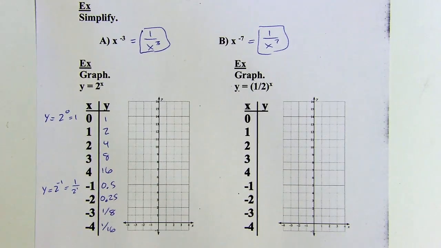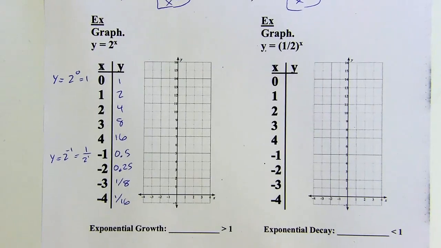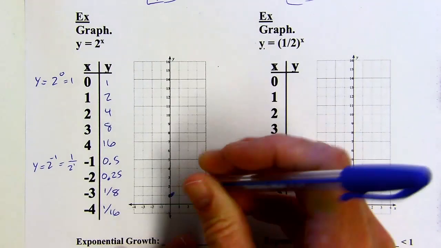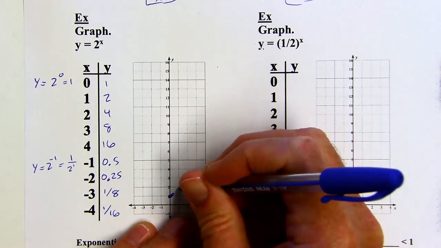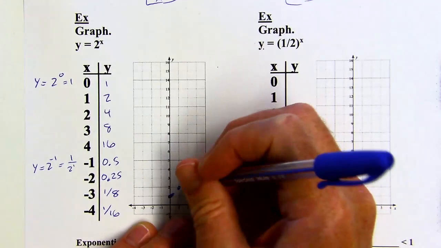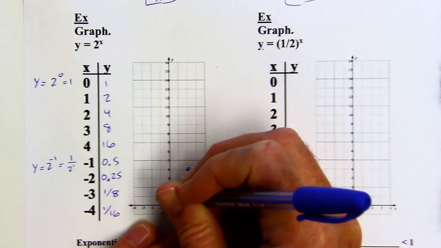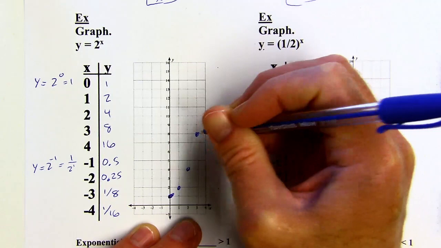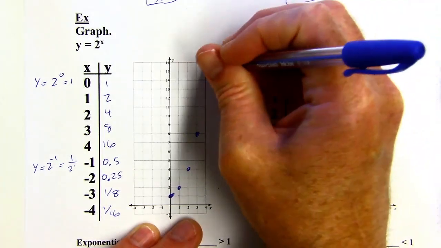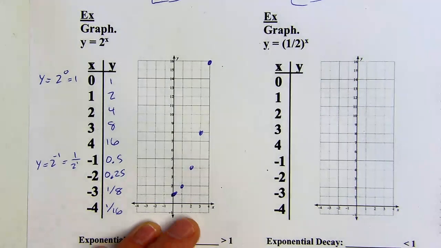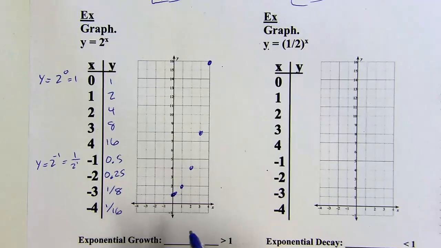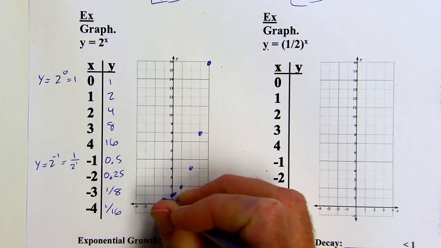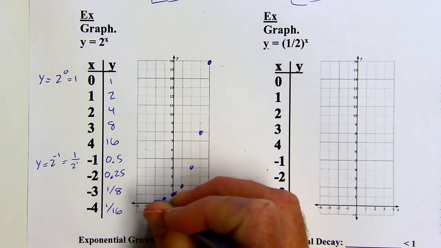Okay? And now let's try plotting these. So I've got the point (0, 1). At 1, 2. At 2, 4, that's right here. 3, 8, and then 4, 16 is going to be in that top right corner. So I set it up so it just barely fit. Okay, and then as we go to the left, negative 1, 0.5 is right here, and then negative 2, 0.25.